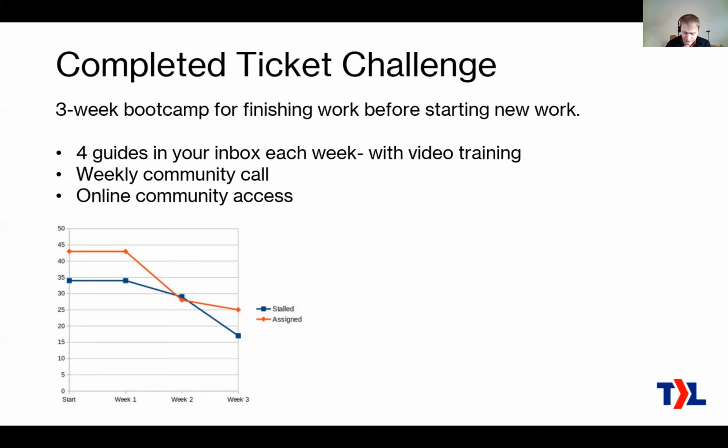Okay. This is results of a customer that went through this. They started out, in their assigned status, with 43 tickets, got that down to 25. Stalled tickets went from 34, looks like, down to 17. Okay, big improvements in 3 weeks. And you could do this too.